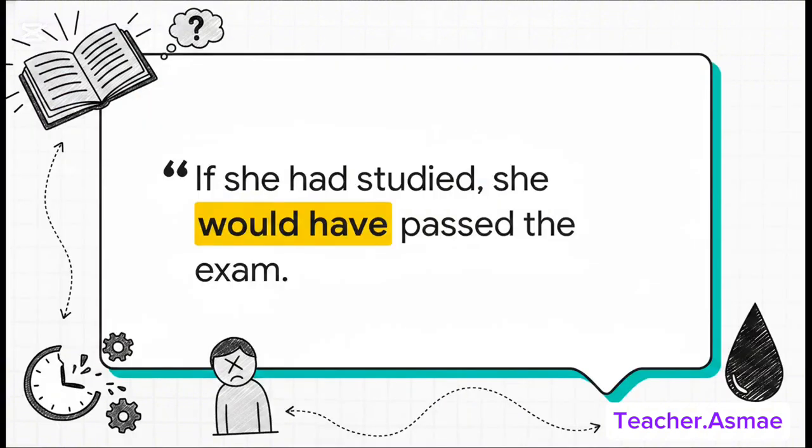Let's look at the source example to see this heavy math in action. If she had studied, she would have passed the exam. The condition, if she had studied, that's if plus past perfect. The result, she would have passed, would have plus past participle. The finality here is absolutely absolute. The exam is over. It's done. It's in the past. She didn't study, and sadly, she failed. This formula is literally just giving us a way to mourn what could have been.